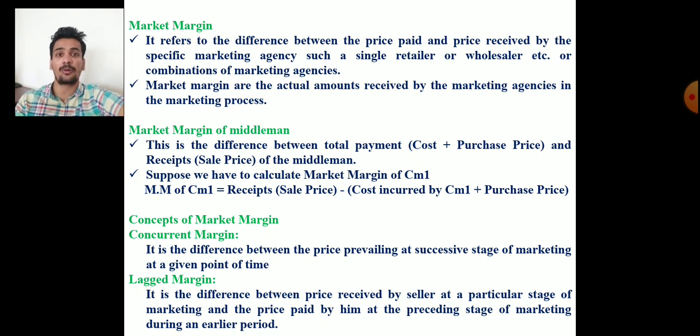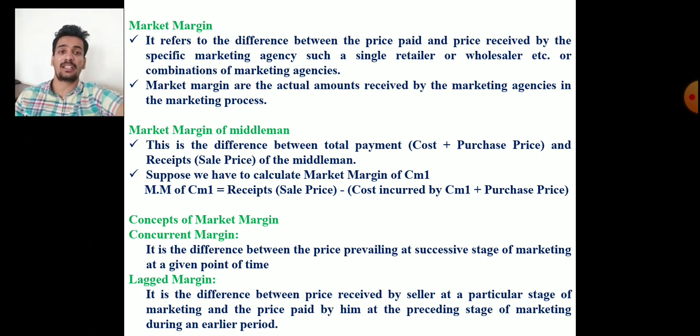These are the profits earned by these particular marketing agencies in the marketing process. When we have to calculate the market margin of a particular middleman, as we have seen, there are different middlemen, CM1, CM2, CM3. It depends on the marketing channels. If a particular channel includes 2 middlemen or 3 middlemen, then you have to calculate this separately: the marketing margin of the first middleman, the marketing margin of the second middleman, and the marketing margin of the third middleman.